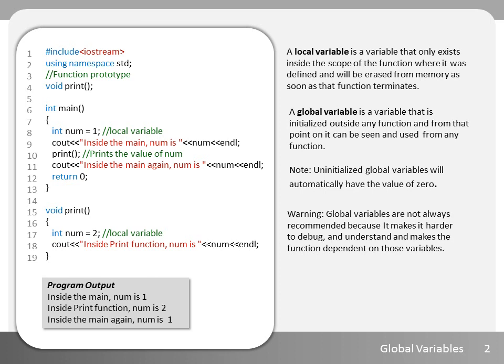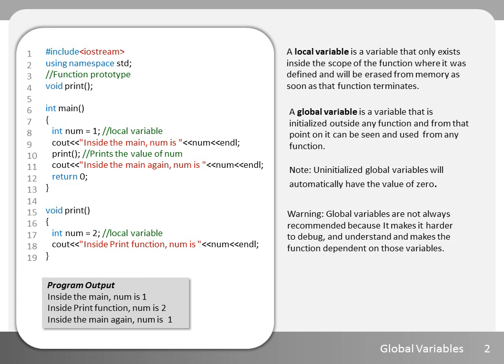For now, you've been using local variables. A local variable is a variable that only exists inside the scope of the function where it was defined and will be erased from memory as soon as that function terminates. In some cases, there will be variables that will be needed throughout the entire program. Now let's run through this program.